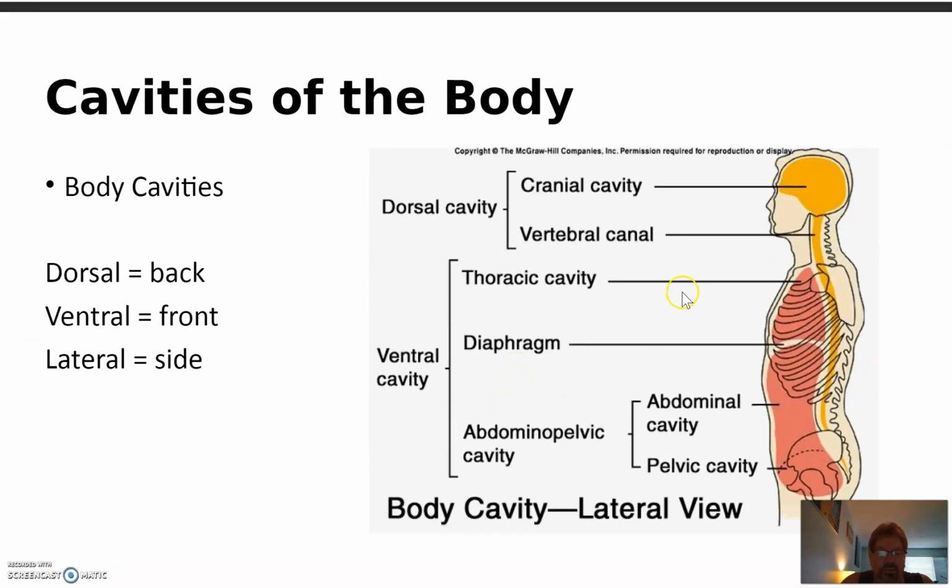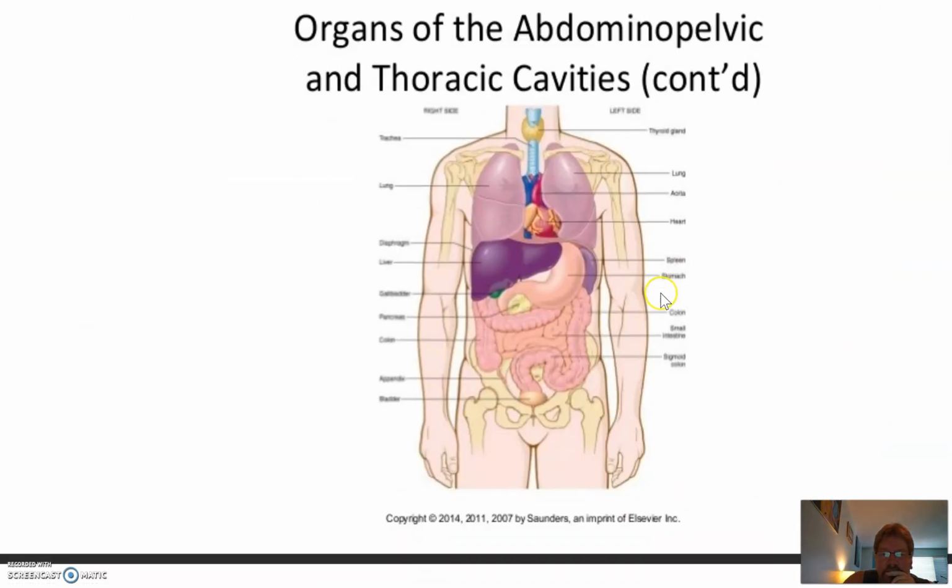Here's a drawing of the cavities. Here are the major organs in the abdominal, pelvic, and thoracic cavities. Looks real complicated, guys, but when you start spelling it out, there's not even 20 here. Less than that.